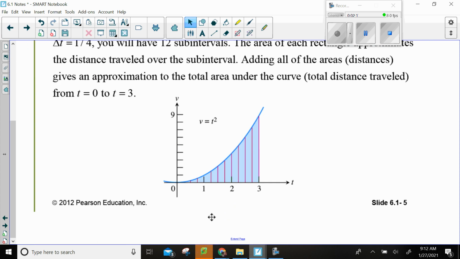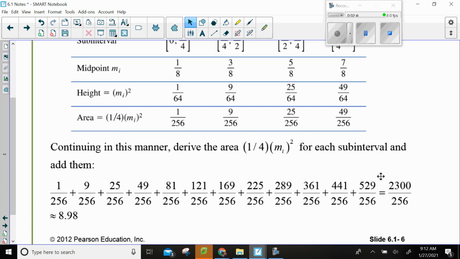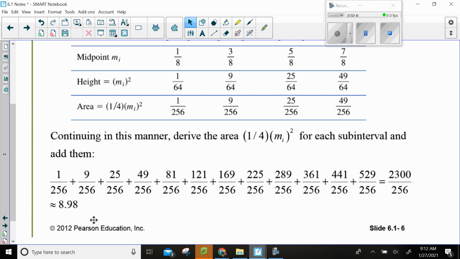So what we're talking about is this little tiny area, that rectangle way down there. Second one, halfway between 1/4 and 1/2 is 3/8. We take 3/8 and put it into the original velocity function, you get 9/64. So you take the width, which is 1/4, times the height, which is the area of a rectangle, multiply those, I get this, and so on and so forth. So they end up with all of this, which is roughly 9.8 when they add everything together.